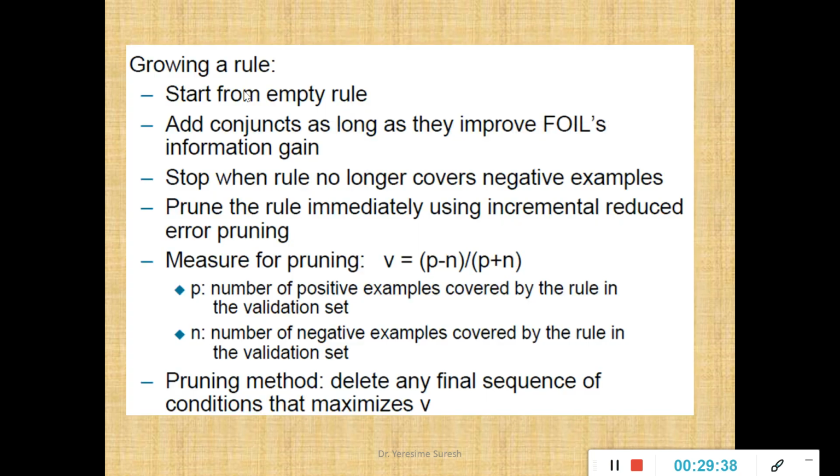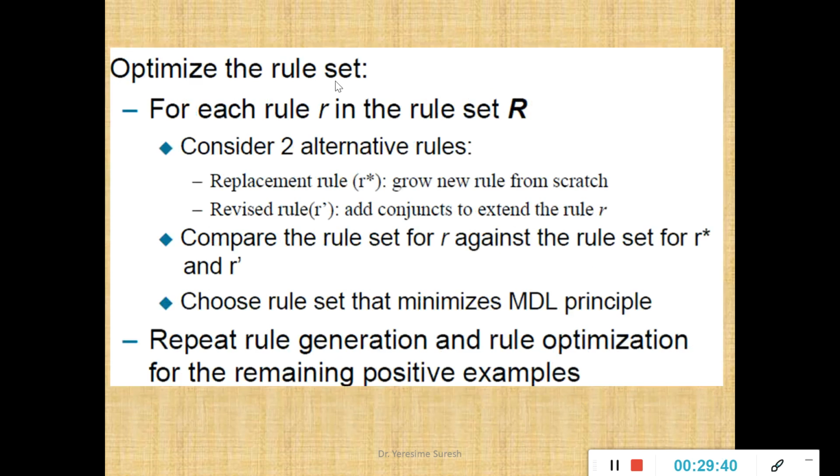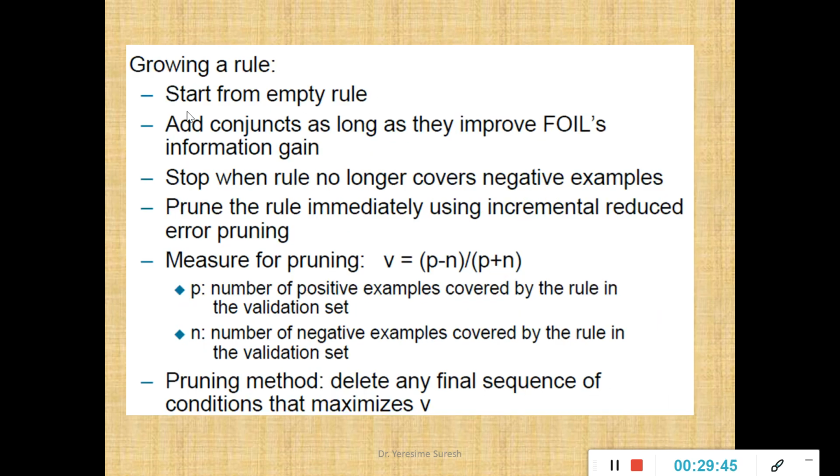The first one is growing a rule, the second one is building a rule set, the third one is optimizing the rule set. Now we'll see one by one. Fine, what is the first stage? Growing a rule. You will start with an empty rule, just like your sequential covering algorithm.